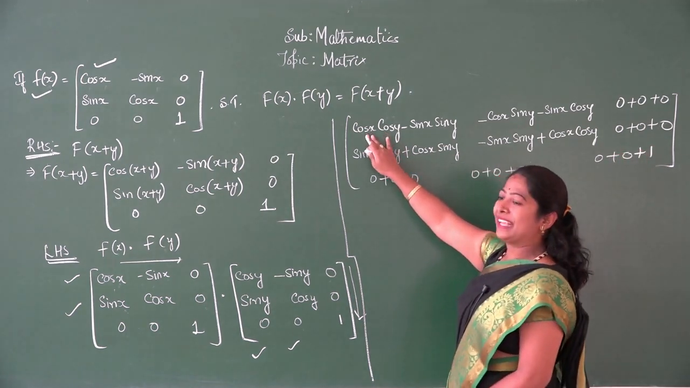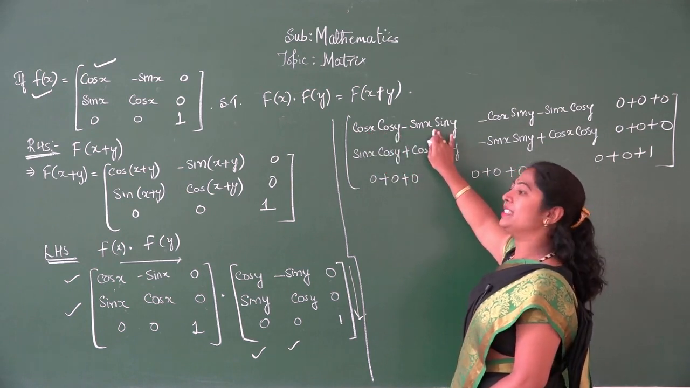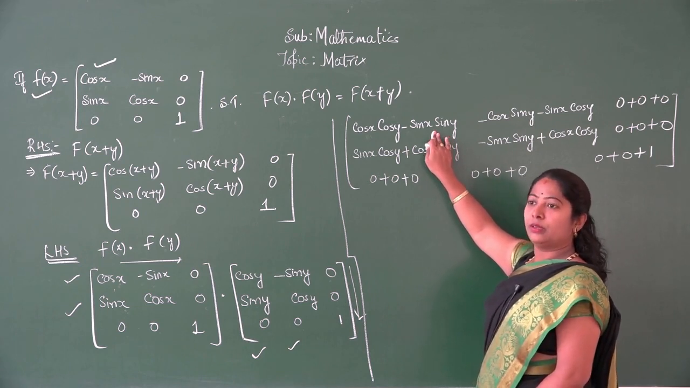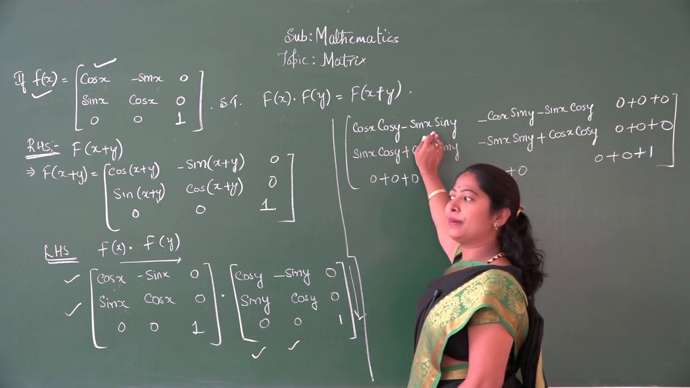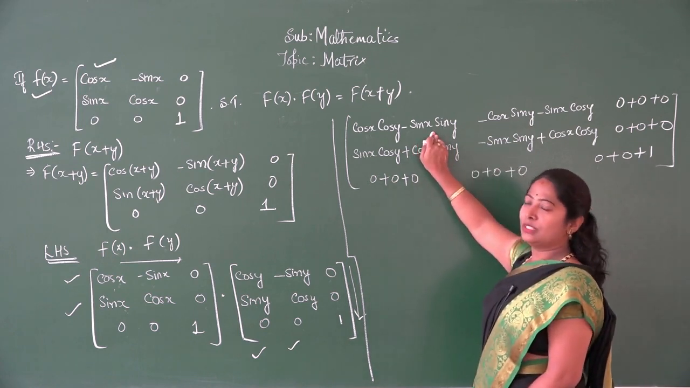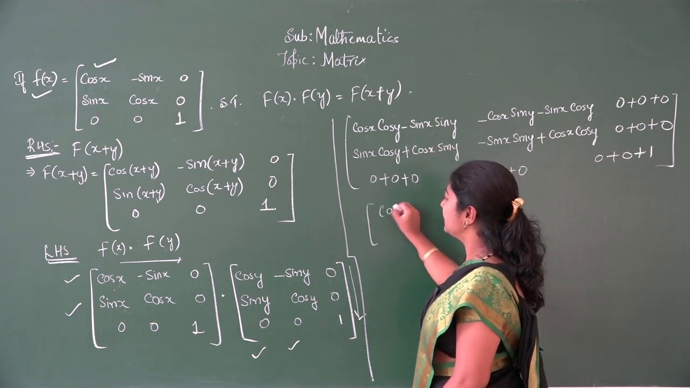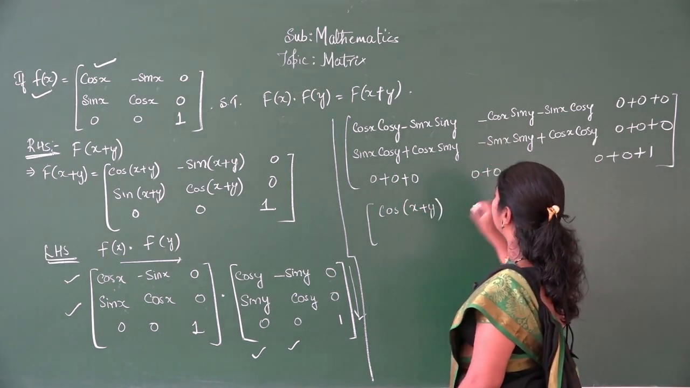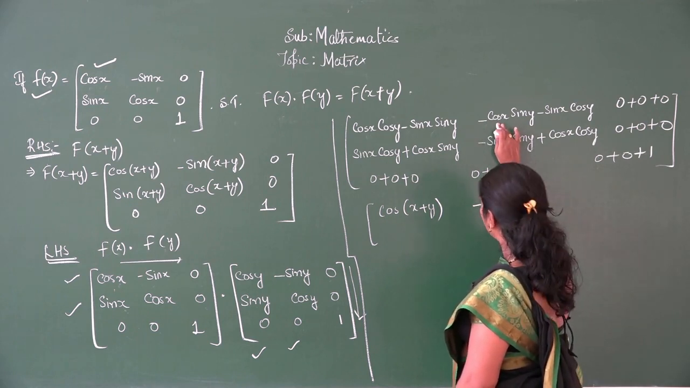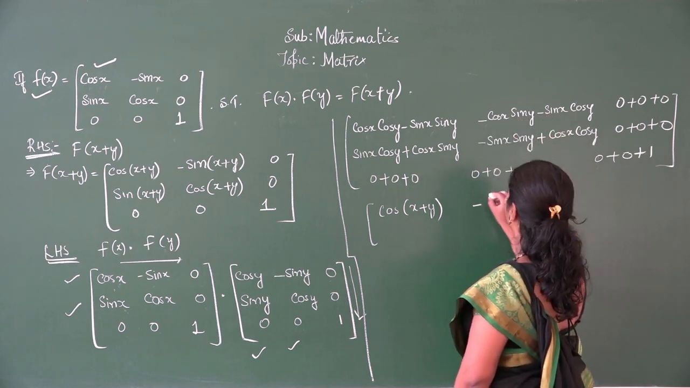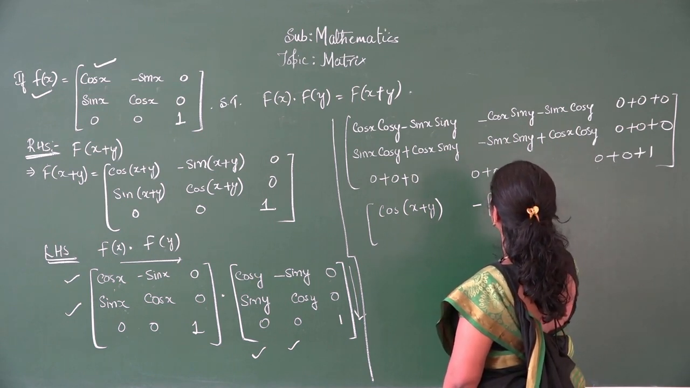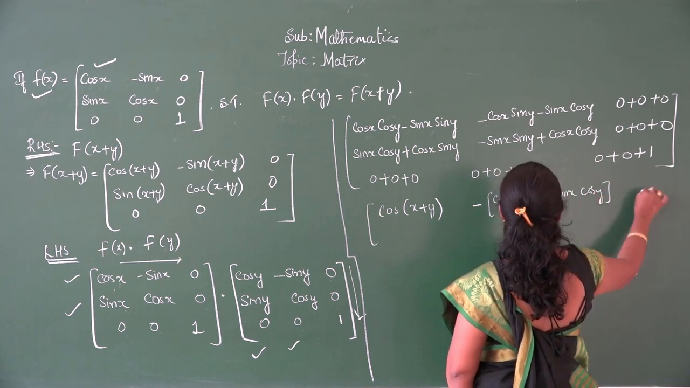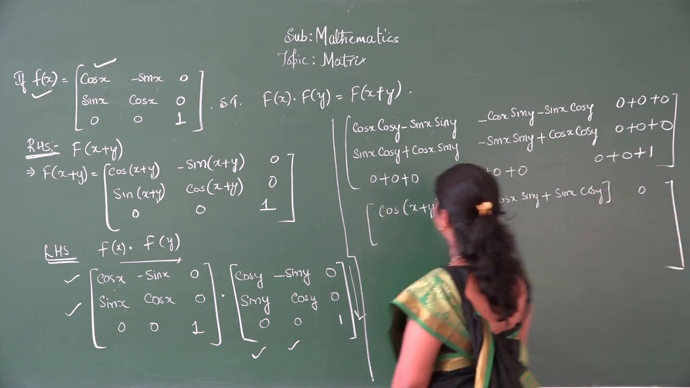We know by compound angles, cos A cos B minus sin A sin B is nothing but cos of A plus B, which can be written as cos of x plus y. When you take out a minus sign outside, what does the term become? Cos x sin y plus sin x cos y. The last term will be 0.